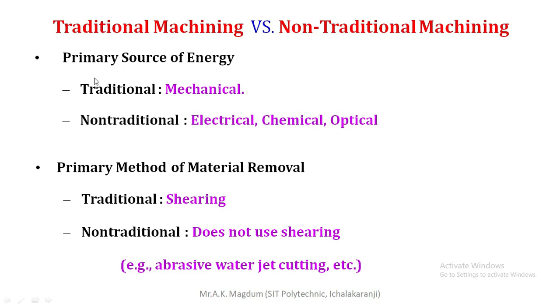But here there is a primary source of energy. In traditional machining, mechanical energy is required, and in non-traditional machining electrical energy is also used, chemical energy is also used, optical energy is also used. Means there are n number of various primary energy sources used for non-traditional machining. Next is the primary method of material removal. In traditional machining there is shearing. Non-traditional machining does not use shearing. That is a very important advantage of non-traditional machining. For example, abrasive water jet cutting, etc. So many methods are actually used for non-traditional processes.